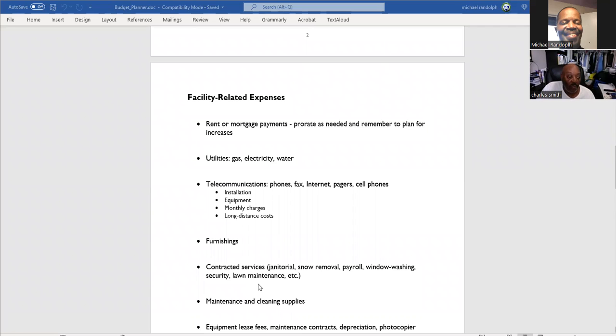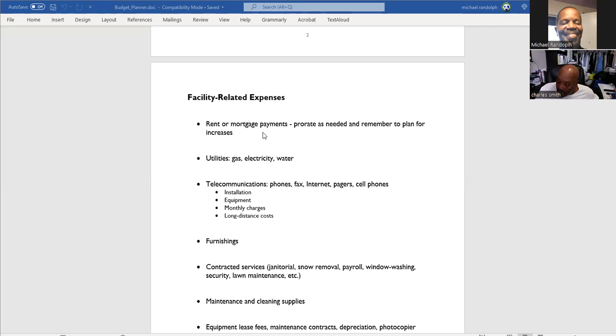Now we come down to facility-related expenses. And a lot of people mess up when they do this. They don't put in the correct amount of rent. They assume what the rent is going to be, when what you should do is have a conversation with the person that's going to rent out that building to you. So you've got to choose a number as to what that number is going to look like.